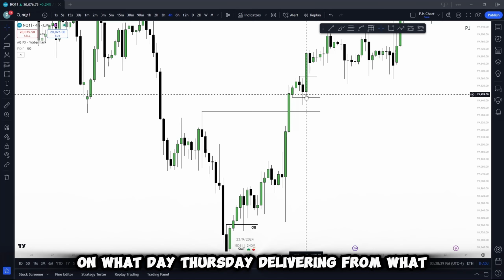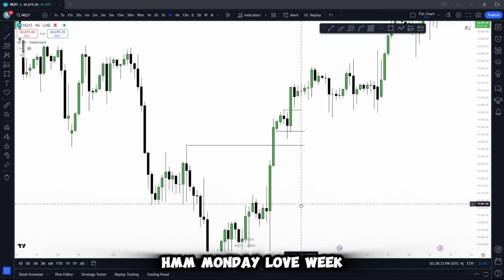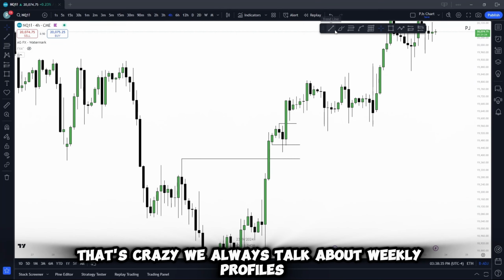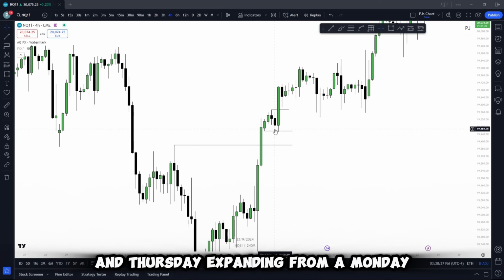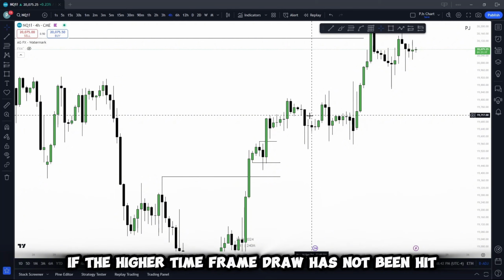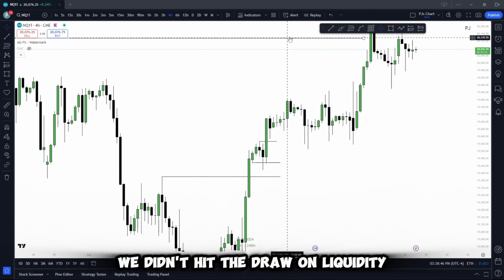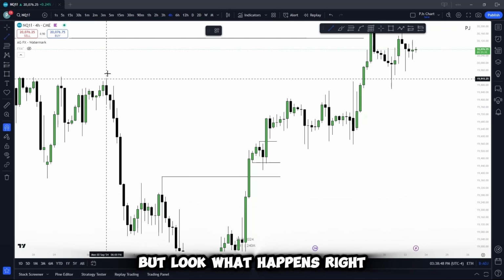On what day? Thursday. Delivering from what? Monday, low of week. That's crazy. We always talk about weekly profiles and Thursday expanding from a Monday, Tuesday, low of week if the higher time frame draw has not been hit. I understand into Friday we didn't hit the draw on liquidity, but look what happens, right?